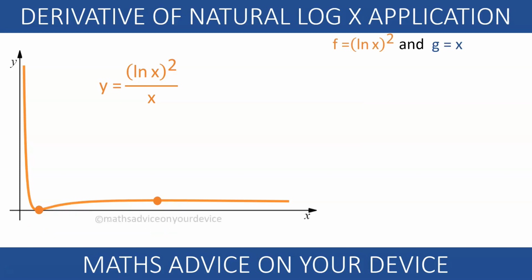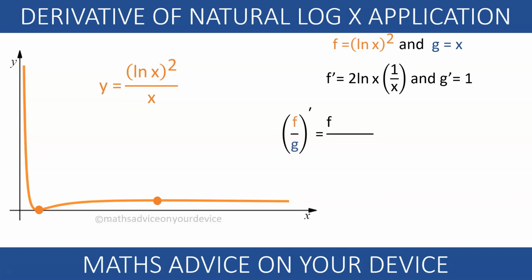Ready? The function in the numerator is the square of ln x. The function in the denominator is x. The derivative of f, f dash, is 2 times ln x, using the power rule, multiplied by the derivative of ln x, which is 1 over x, using the chain rule. g dash is 1.